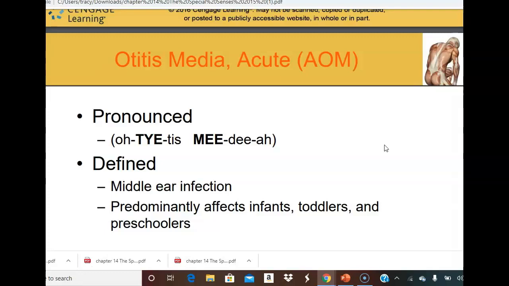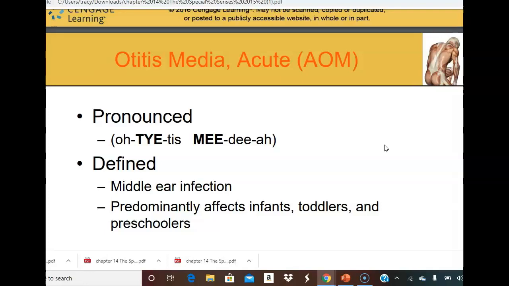It's more common in infants and toddlers because the eustachian tube is straighter in kids, but it does become a little curved or S-shaped as we become adults. So we don't see as many ear infections in adults. It can still happen, I'm not saying it doesn't, but it is more common in infants and toddlers because their eustachian tube is very small and straight.